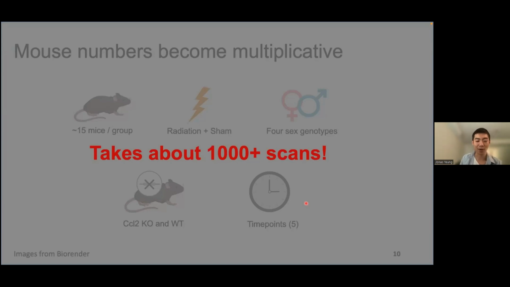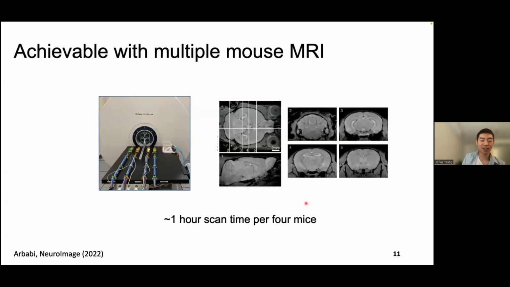the time using MRI. And so similar to what my advisor presented, this is the system we have here where we could scan 4 mice at once and the scan time takes about an hour. And so we can get high enough resolution at 75 micron isotropically to discern individual brain structures.